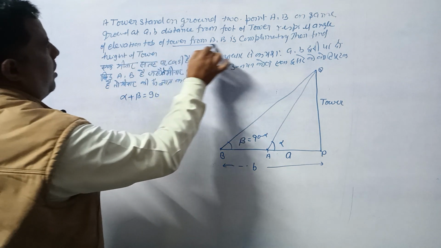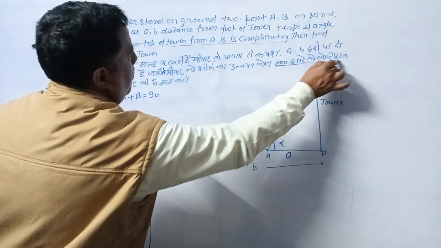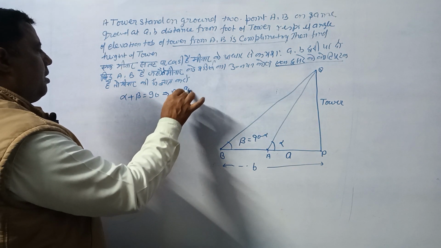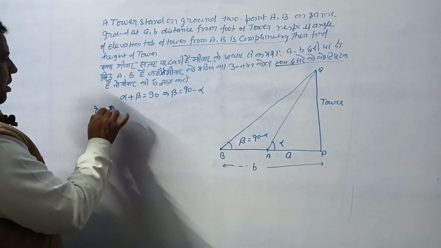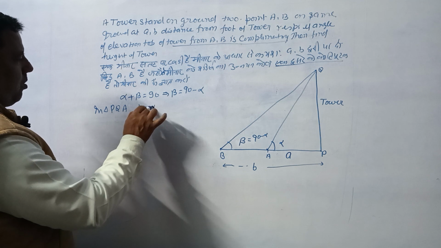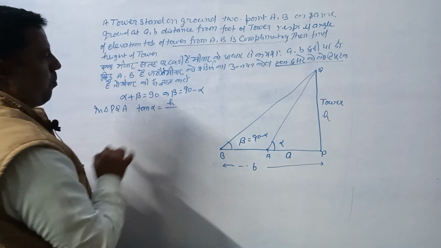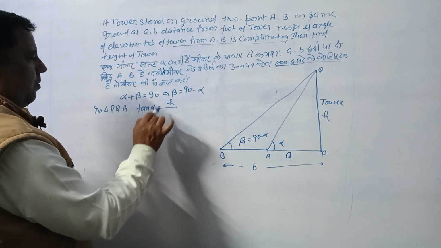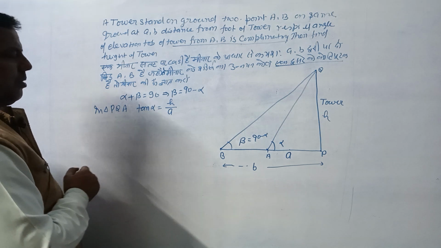Given the angles from A and B are complementary to each other. Therefore, beta equals 90 minus alpha. In triangle PQA, tan alpha equals perpendicular upon base. Let the height be h, then the base is a, so tan alpha equals h upon a.